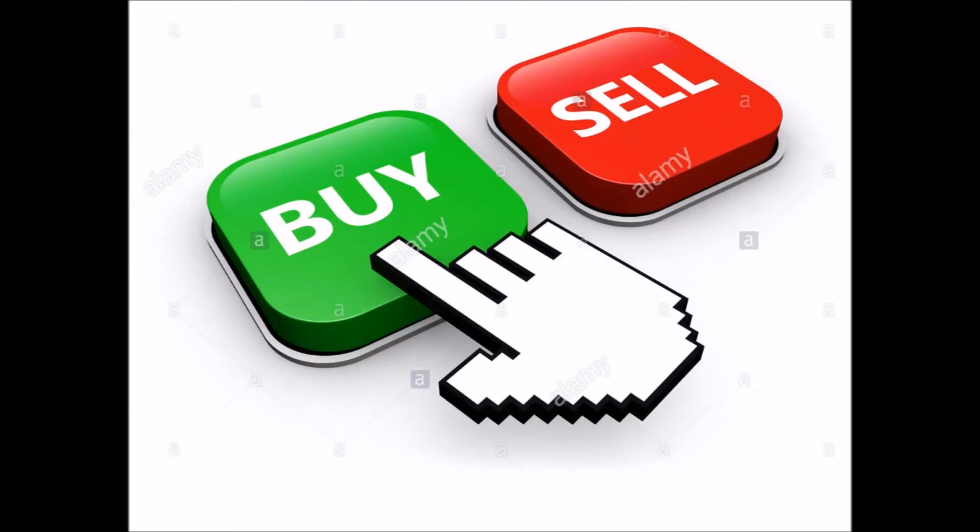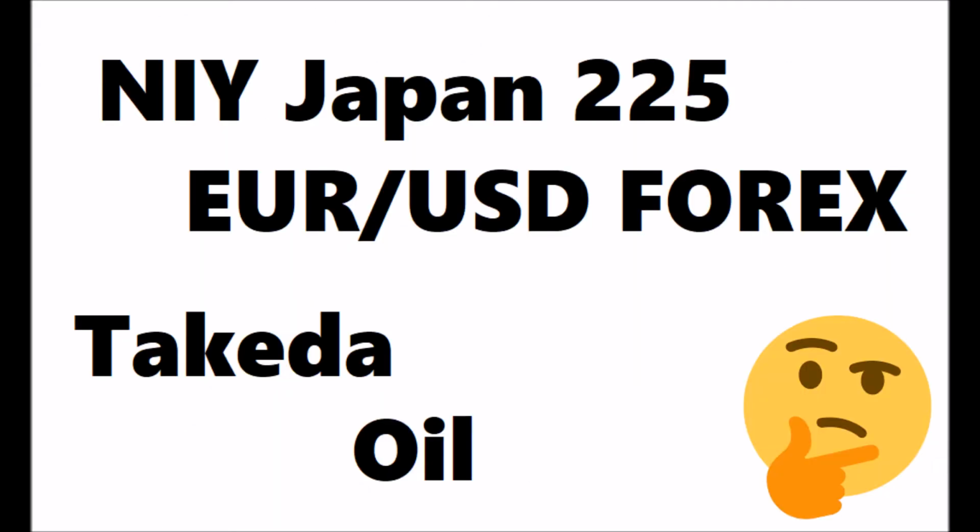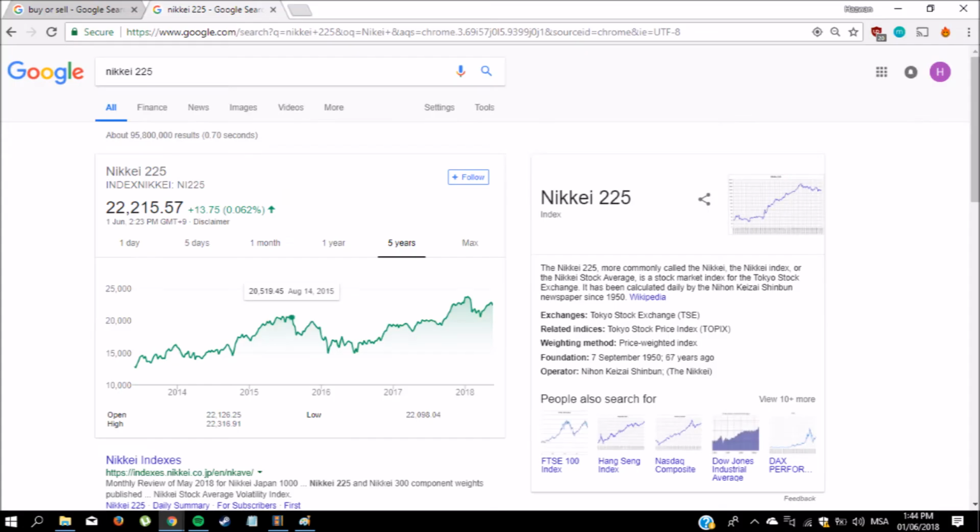Now in this video I'll be explaining why I chose these instruments to perform transactions with, the reasons why I bought and sold, and also what I learned from this assignment. The four instruments I chose are the NIY Japan 225, the Euro USD Forex, Takeda, and oil stocks. Firstly, the Japan 225 is more commonly known as the Nikkei stock average.